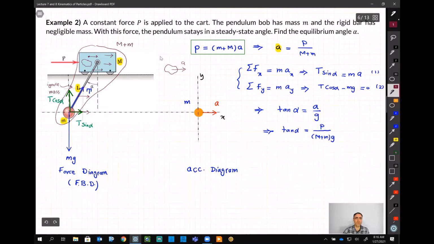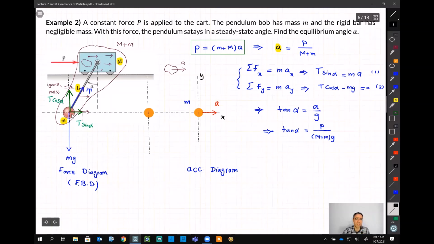But this portion of the cart is not going to be useful for us. What we are interested in is finding things related to this mass m, which is connected to this link. So that's why I just drew the free body diagram for this mass m. Maybe if I wasn't lazy, I should have done a better job and drawn a real free body diagram. I was just lazy and drew it on the system.